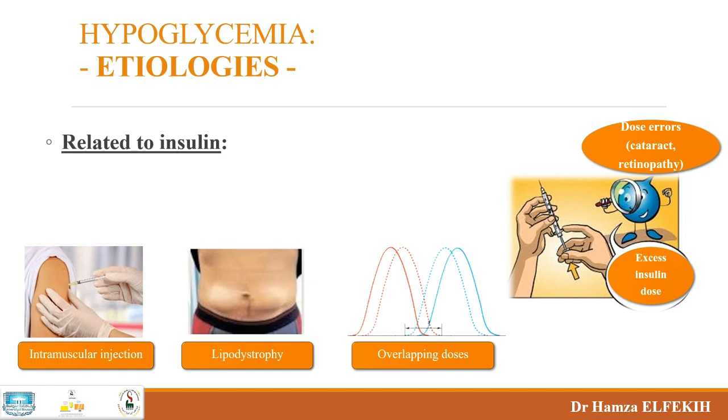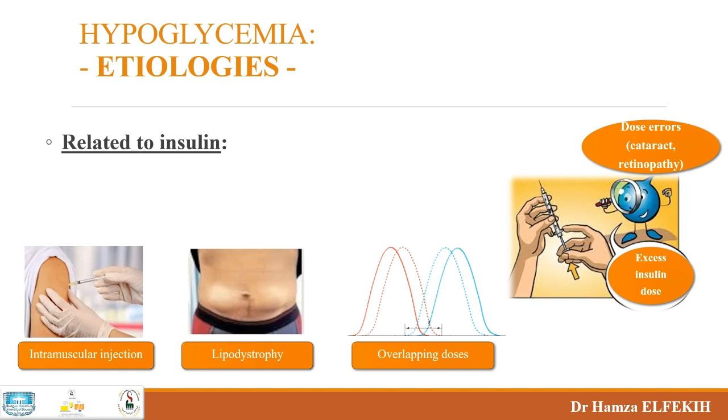For the overlapping doses, it is generally for the patient taking NPH, which is intermediate acting insulin. In this case, the patient is required to inject twice a day, for example, at 8 a.m. and 8 p.m. If the patient does the injection at 11 a.m. and at 8 p.m., he will have 3 hours of overlapping doses between 8 p.m. and 11 p.m. So with 3 hours of overlapping dose, the risk of hypoglycemia is important.